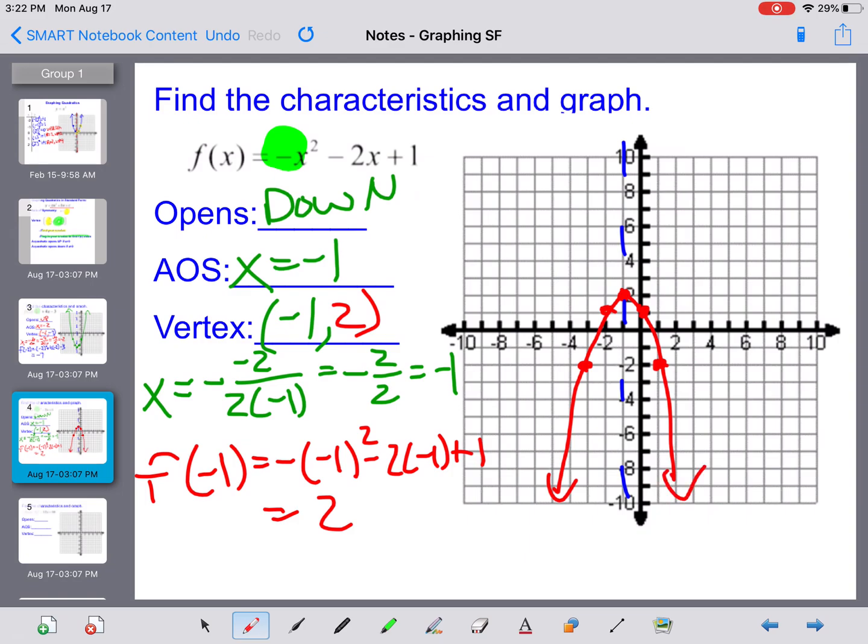And then again, you can answer your characteristic questions once you have graphed it. But you need to find these 3 things first, graph your graph, and then you can go back and answer the rest of the questions.